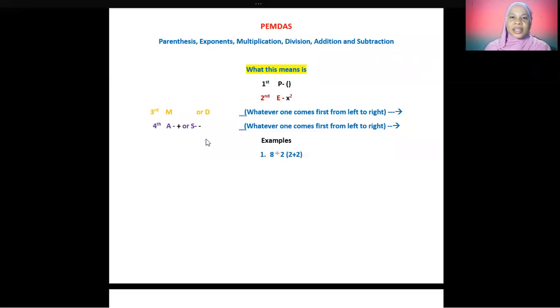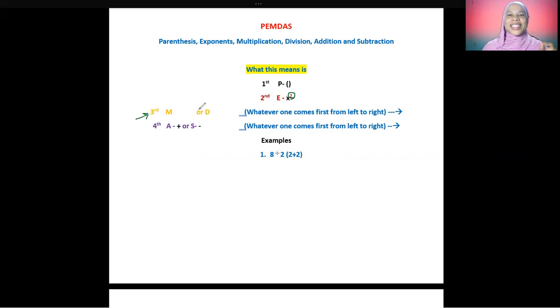Exponents are the little numbers that are a superscript at the top of a big number. For instance, the exponent is this 2 right here. The 2 is the exponent: power 2, second power, squared. So the 2 is the exponent in the problem.